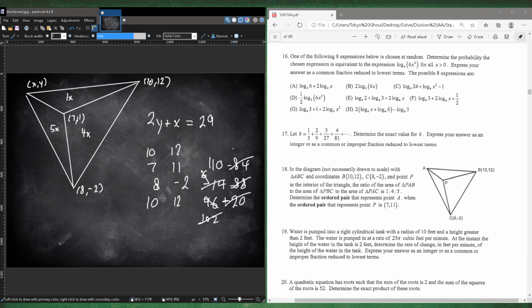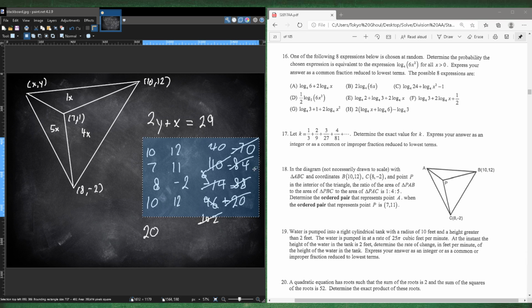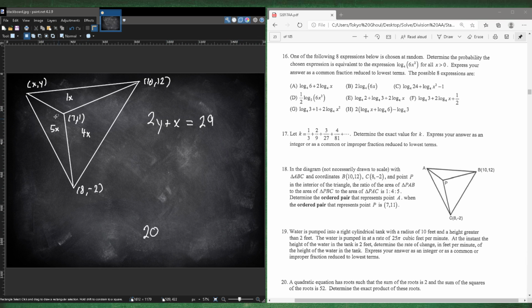So cancel with this one to make negative 70. So this and this cancel out to make 40. So half of 40 is 20. So the area of this is 20. Okay, so we know the area of this triangle.